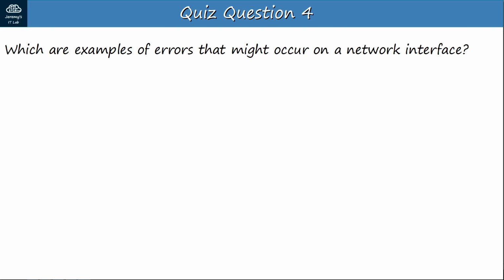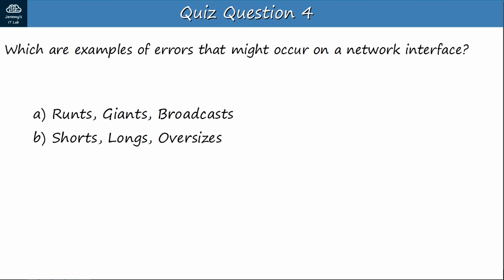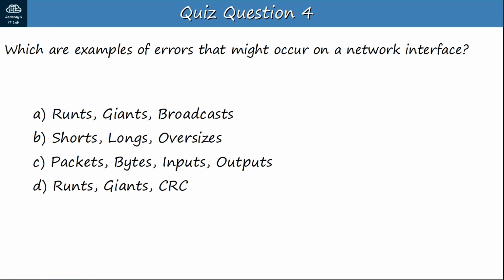Which are examples of errors that might occur on a network interface? A. Runts, giants, broadcasts. B. Shorts, longs, oversizes. C. Packets, bytes, inputs, outputs. D. Runts, giants, CRC. Pause the video to think about your answer. The answer is D. Runts, giants, CRC.